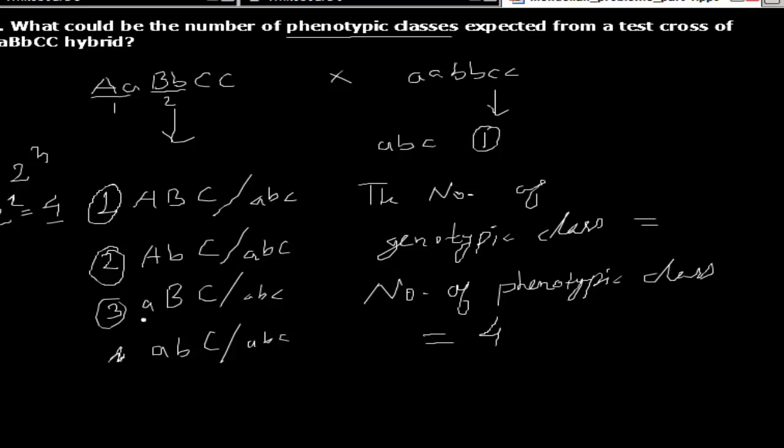So what is the key learning? The key learning is that in case of test cross, the number of genotypic and phenotypic class are always the same. So that is why here we are going to get same genotypic as well as the phenotypic class.